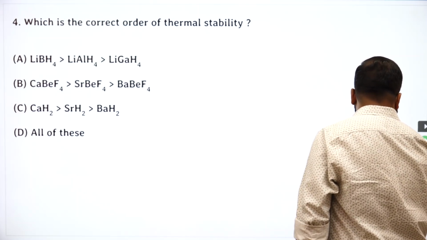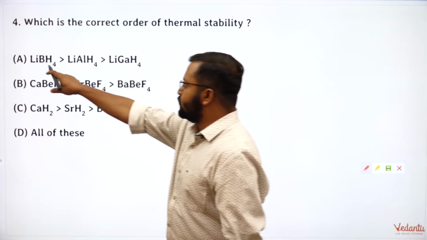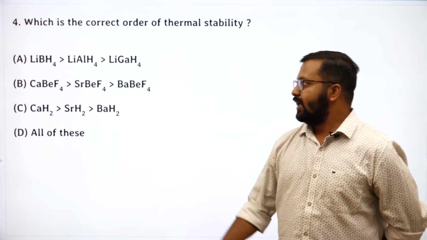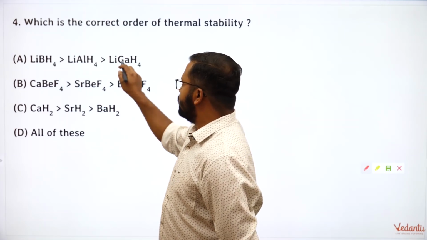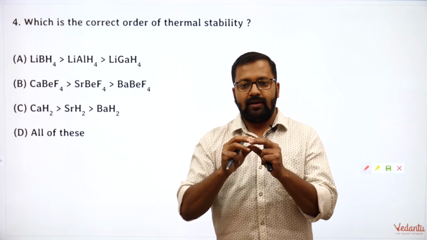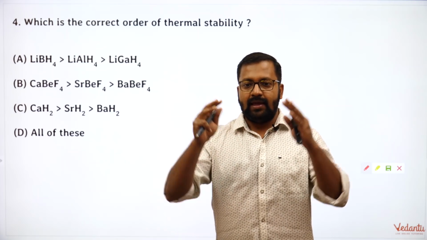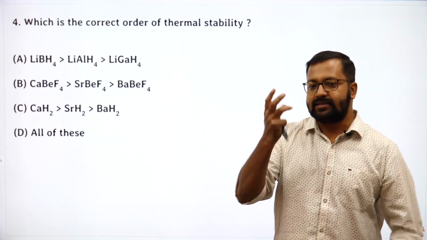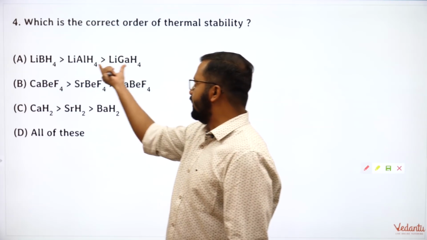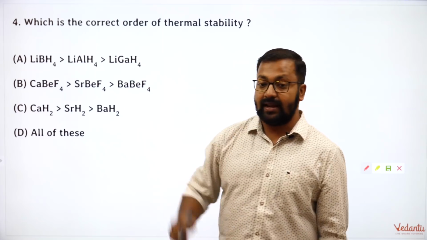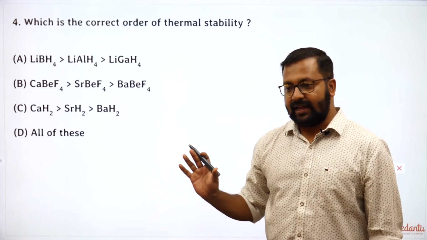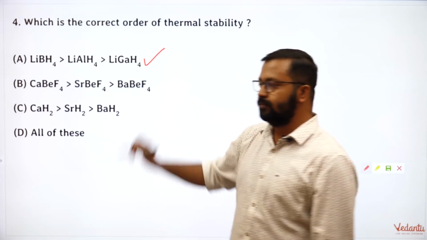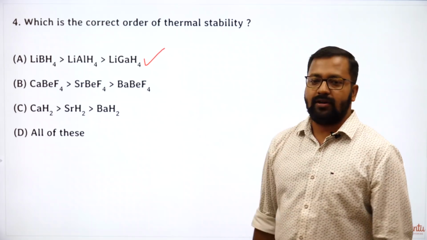So if we take LiBH4, LiAlH4, LiGaH4: boron, aluminium, gallium. The size of the hydride is increasing. The BH4, AlH4 anion size is increasing, so the lattice energy will decrease, and so the thermal stability will decrease. So this is the correct order.